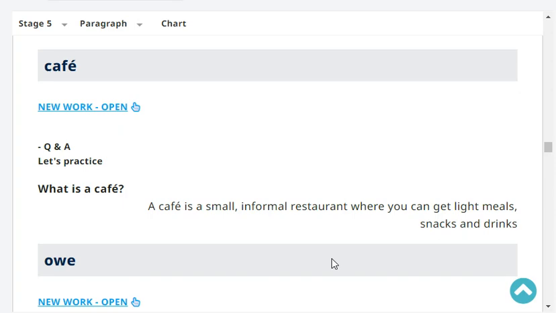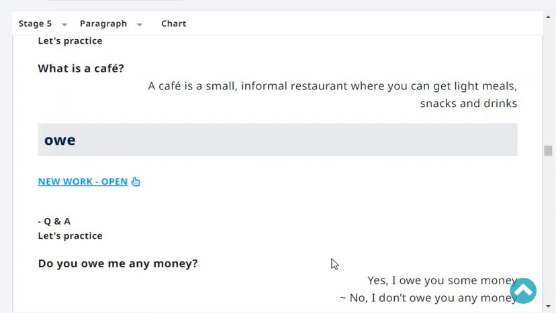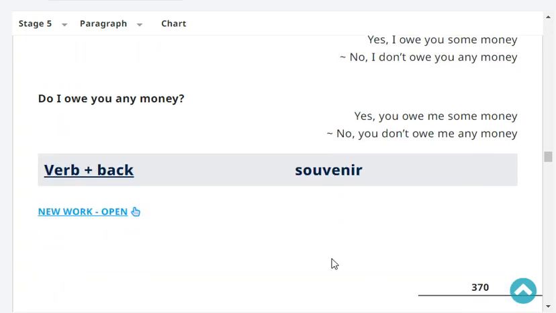A cafe is a small informal restaurant where you can get light meals, snacks, and drinks. Very good. Do you owe me any money? No, I don't owe you any money. Do I owe you any money?